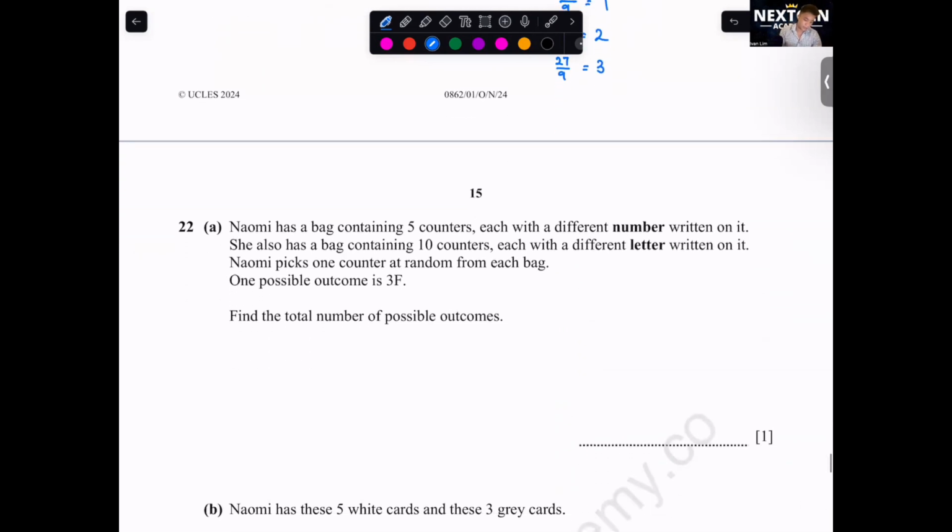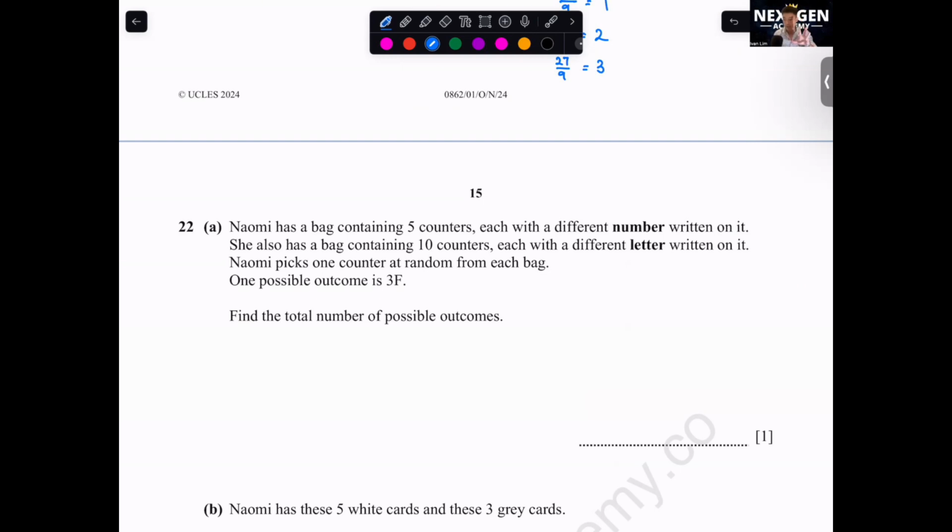Naomi has a bag containing 5 counters, each with a different number on it. She also has a bag containing 10 counters, each with a different letter written on it. Naomi picks 1 counter at random from each bag. One possible outcome is 3F. Find the total number of possible outcomes. Okay, how do we do this question? What do you understand by this?